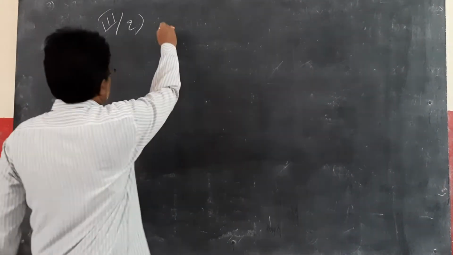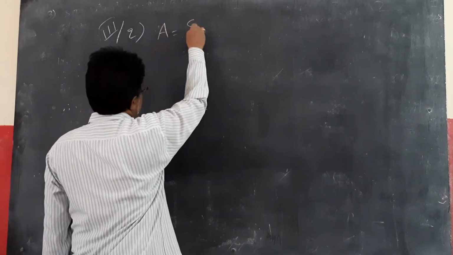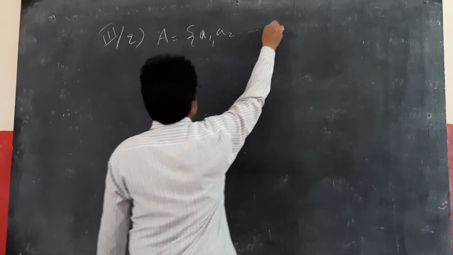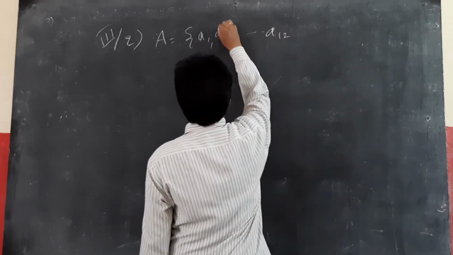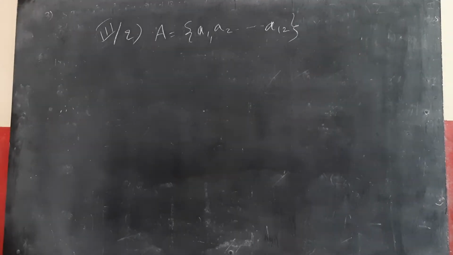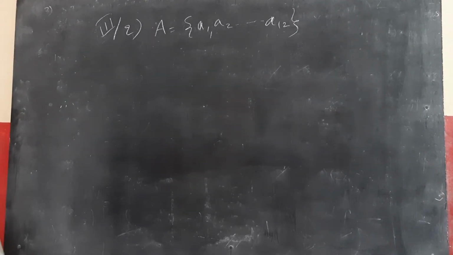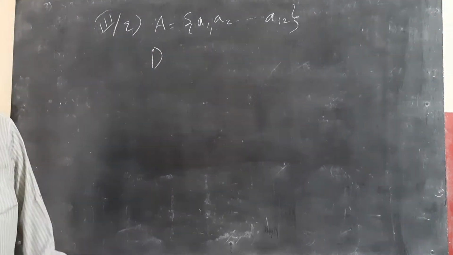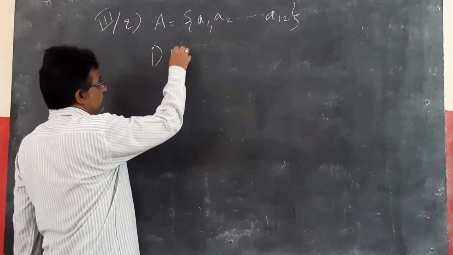If a set A has 12 elements, means A1, A2, A3 and so on till A12, 12 elements set A is having. Now find the number of subsets of A containing 4 elements.